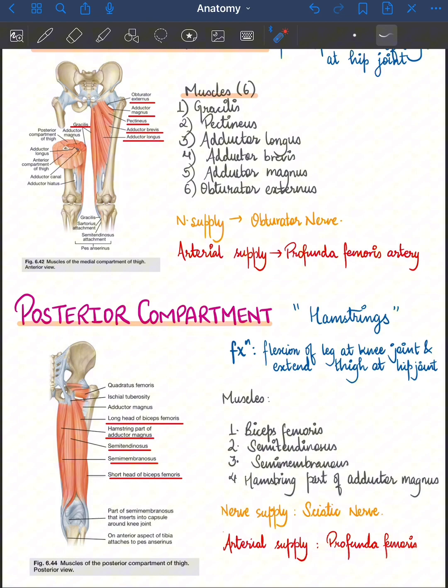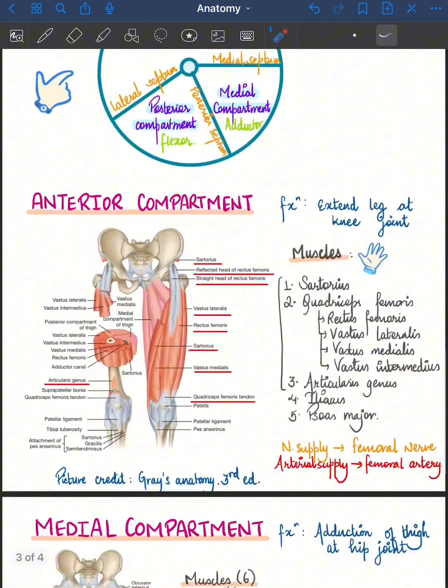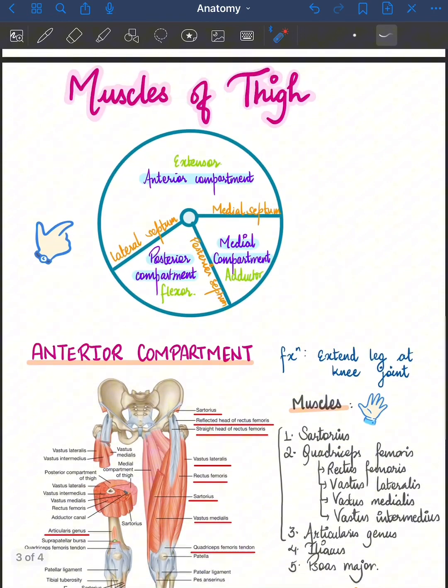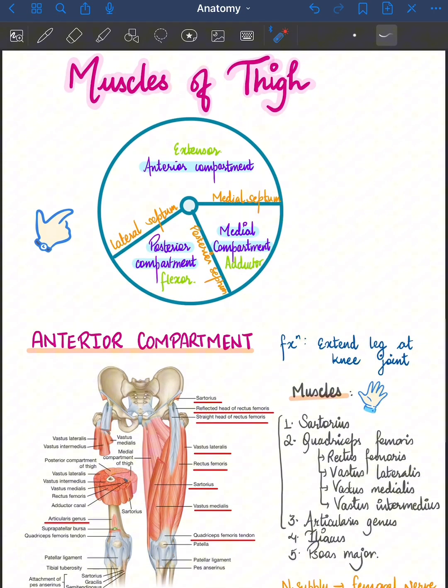So this was a brief discussion of the muscles of the thigh, and we will discuss these muscles in detail in some subsequent videos.